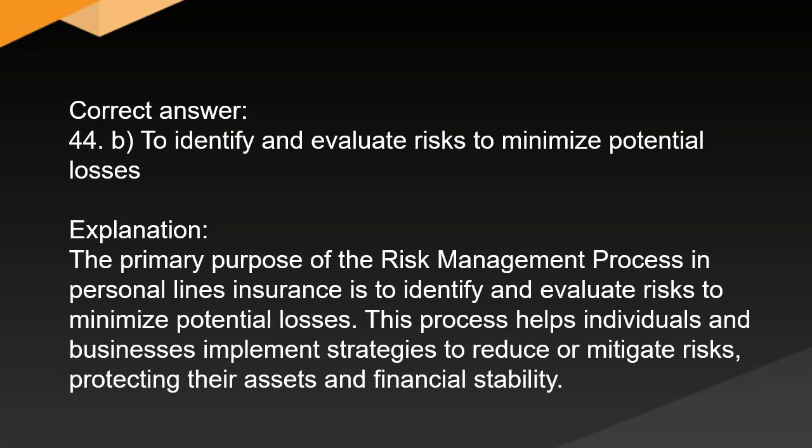Correct answer. B. To identify and evaluate risks to minimize potential losses. Explanation. The primary purpose of the risk management process in personal lines insurance is to identify and evaluate risks to minimize potential losses. This process helps individuals and businesses implement strategies to reduce or mitigate risks, protecting their assets and financial stability.